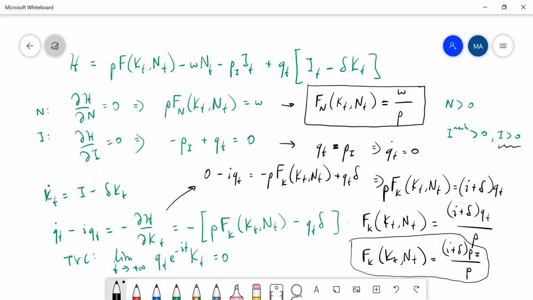What is going on here? Let me tell you what is going on. If a firm faces a current price for investment and all the other prices are given as well, here we are assuming that wages are fixed, price of the product is fixed, nominal interest rate is fixed, depreciation is fixed, price of investment is fixed.